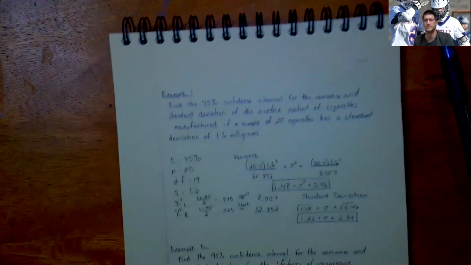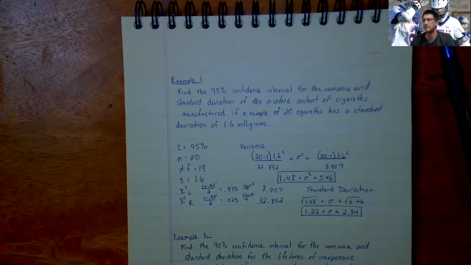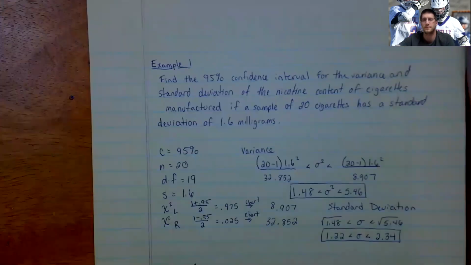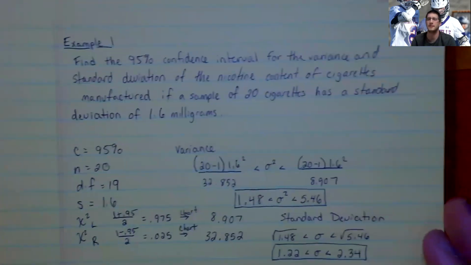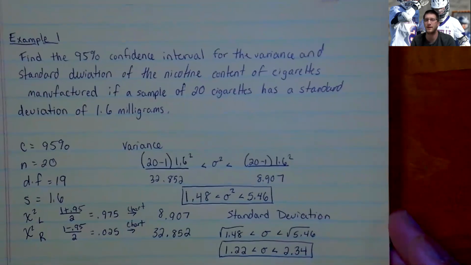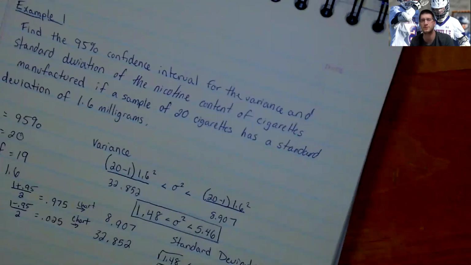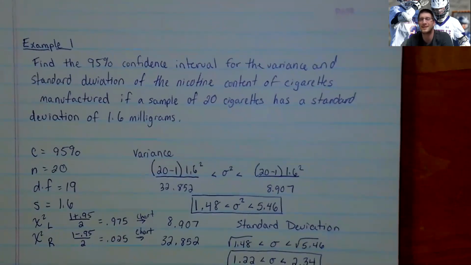The first one I'll walk through with you. So this is the first one. It says, find the 95% confidence interval for the variance and standard deviation of the nicotine content of cigarettes manufactured if a sample of 20 cigarettes has a standard deviation of 1.6.